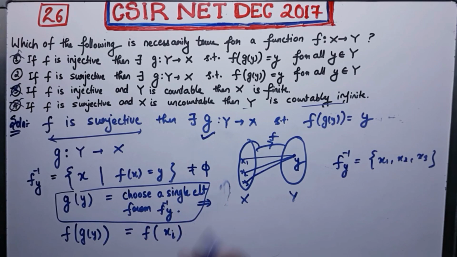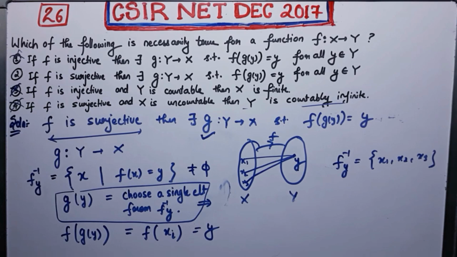You are choosing any element. So let us suppose I have chosen xi from there. So now see, what is f of xy? It is again y, okay, and this is happening for every y. You are getting my point or not? Think over it, that what I have done, how I have constructed this function g.